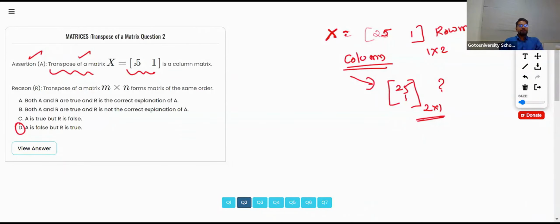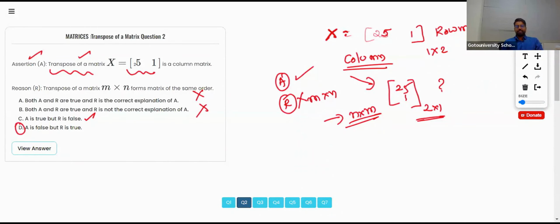Now, let's look at the reasoning. The reason says the transpose of a matrix M cross N forms a matrix of the same order. So the transpose of M cross N will not give you M cross N, it will give you N cross M. That means the reason is false. How many of the options say the reason is false? The second one, that is option C, says reason is false, whereas option A says both are correct. Option B says both are correct. So what is the answer then? The answer is option C, that is assertion is true, reason is false.